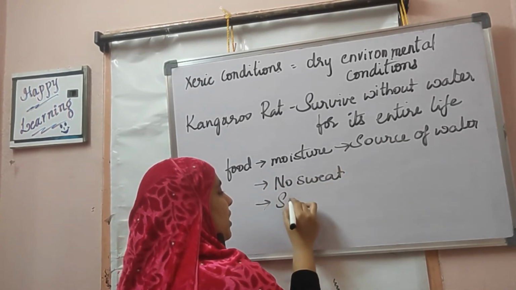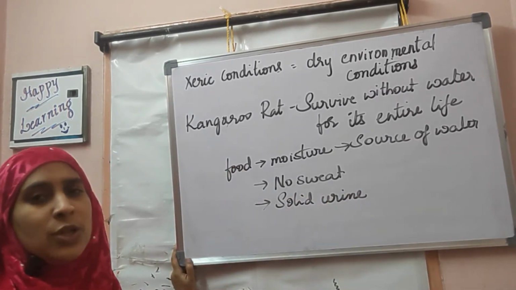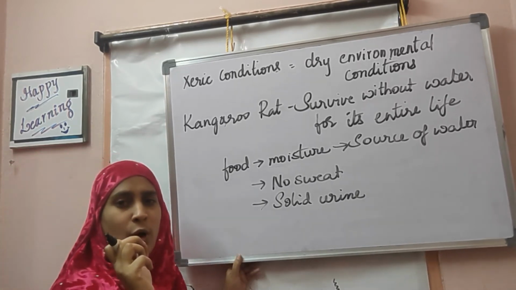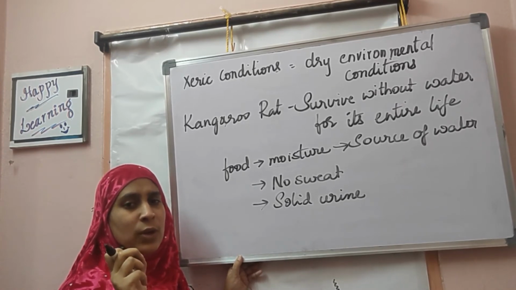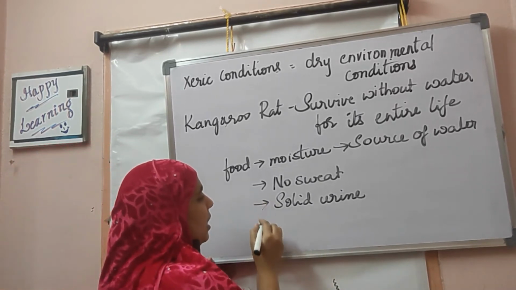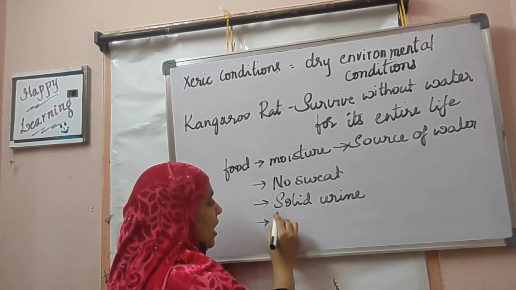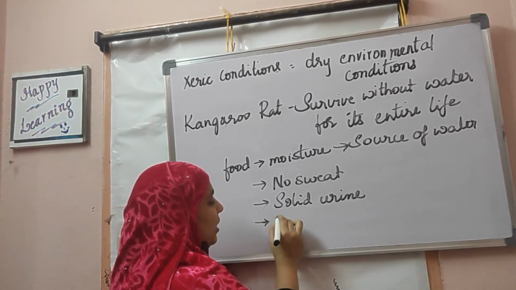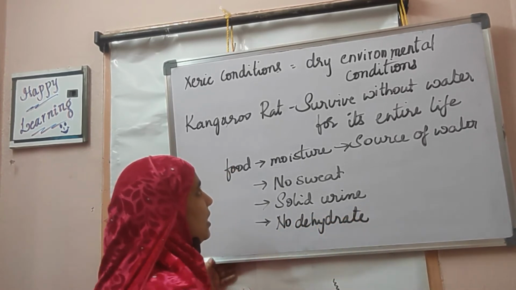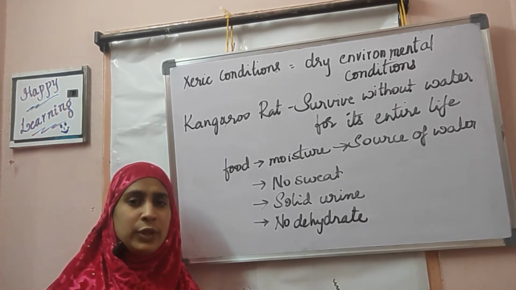It gives out solid urine. Even with lizards, you can observe that when lizards excrete, one small white round thing will be formed. That is the urine of that lizard. In that way, they avoid water loss from the body. It does not sweat, it makes solid urine, and it does not dehydrate. So in this way, this kangaroo rat is able to survive its entire life without water.